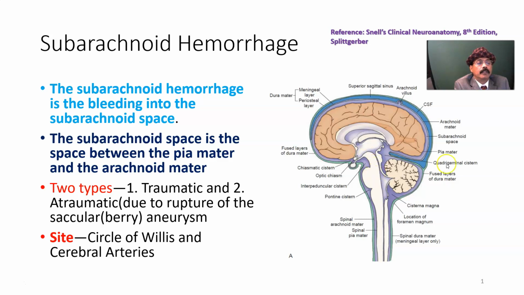of the circle of Willis. This is the site at the base of the brain around the interpeduncular area of the midbrain here, and just in front of that around it we'll get the atraumatic rupture of the berry aneurysm. The blood vessel has abnormal dilatation like a berry. These are saccular. The aneurysm may be ruptured here, and there may be opening of the aneurysm and blood will go inside the subarachnoid space.